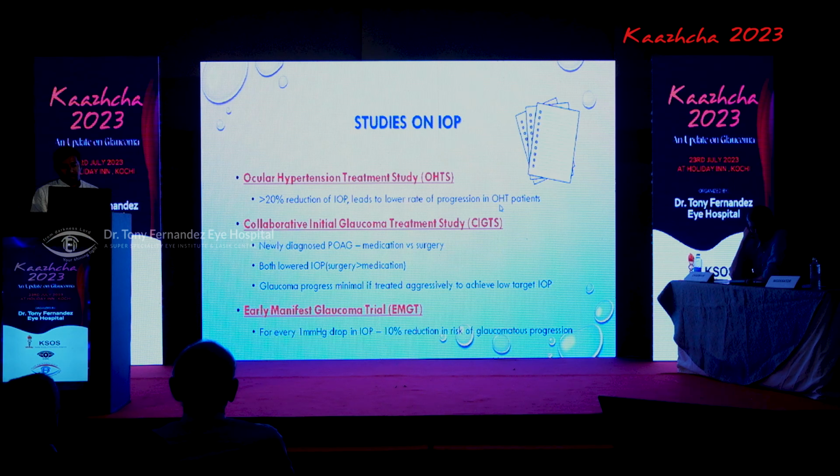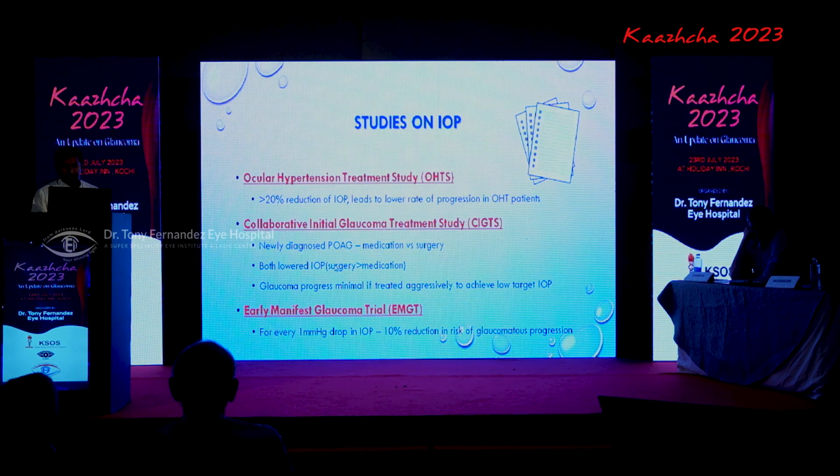So even if it is not a glaucoma, if it is ocular hypertension, this 20% reduction is very important. And the CIGTS study showed that both medication and surgery are useful for reducing the intraocular pressure. Surgery more effective than the medication. And if glaucoma is treated aggressively with a lower target IOP, the glaucoma progress is very minimal.